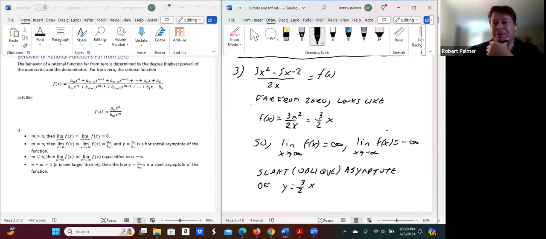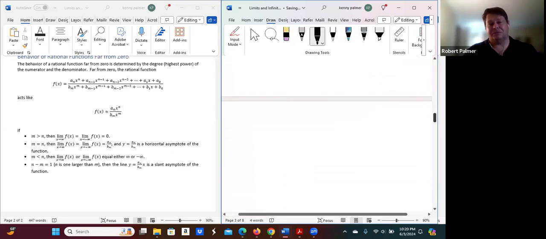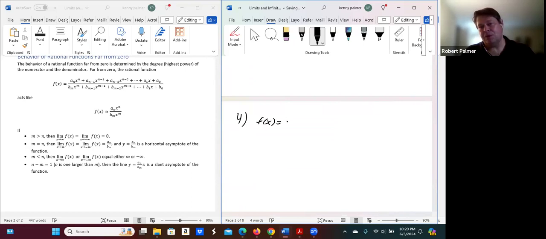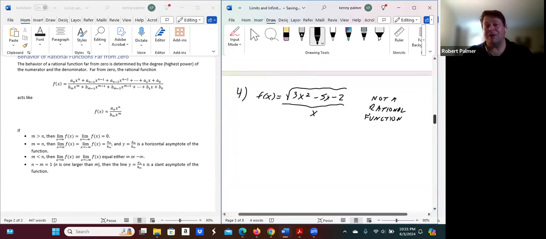Okay, let's look at one more example. And this example is something that's not actually a rational function, but it's similar and kind of interesting. So this time, let's say our f of x is equal to the square root of 3x squared minus 5x minus 2, so putting that same polynomial just under a square root, all over x. Now, one more time, this is not technically a rational function because the numerator is no longer a polynomial with a square root. But we have a similar behavior.